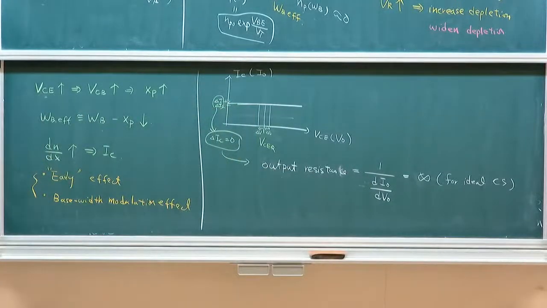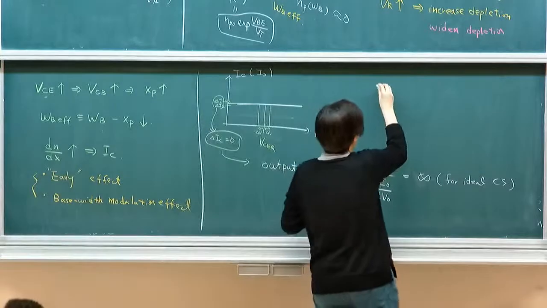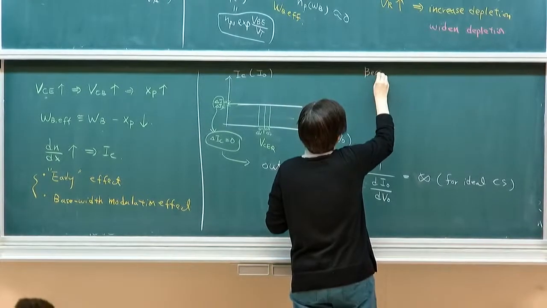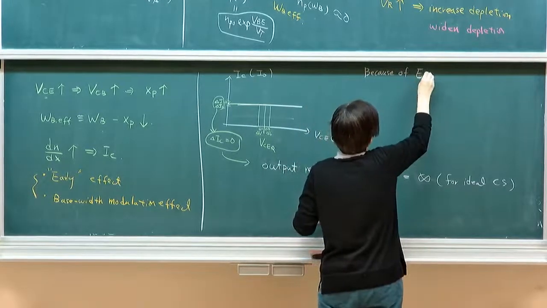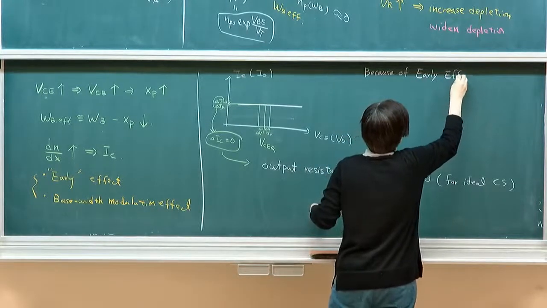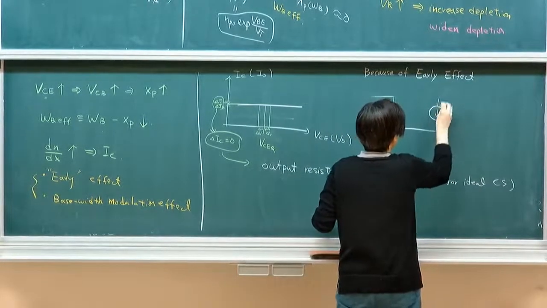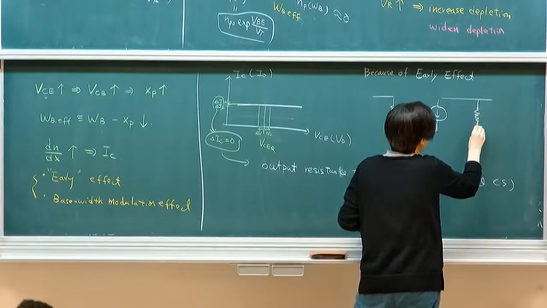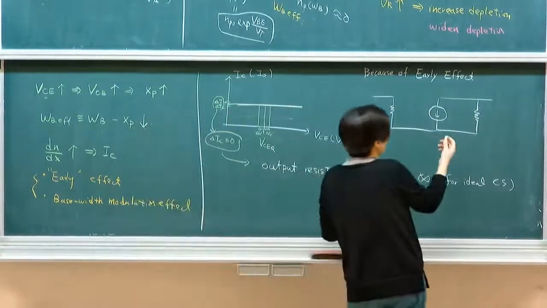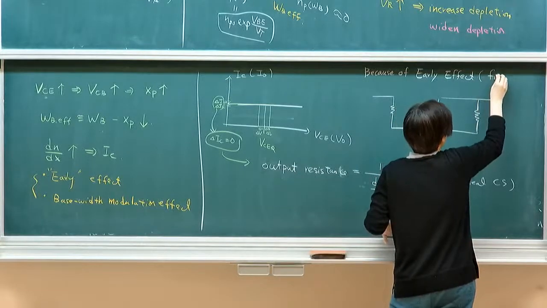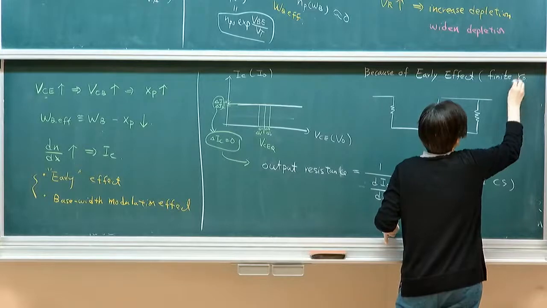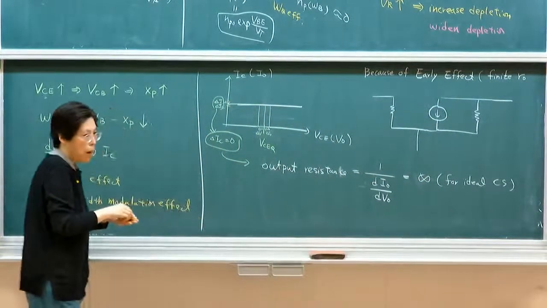So now it's not flat. Then we typically refer to this as a finite output resistance, because if your RO is infinite in this model, the resistance is infinite, then it's an open circuit, right? Now, because of the Early effect, we have to refine our model. If you ignore the Early effect, even though I have this RO, because RO is infinite, you can simply skip that because it's an open circuit. But now, because of the Early effect, you have a finite RO instead of infinite.